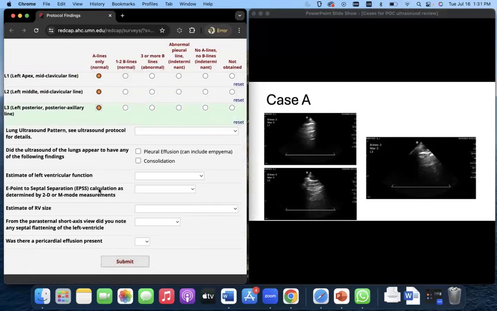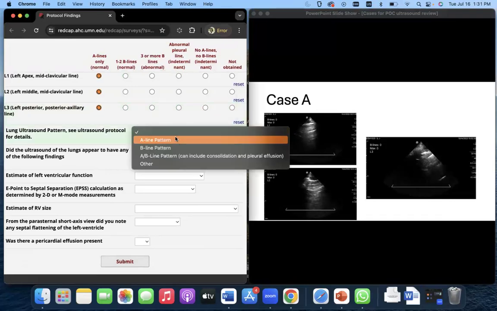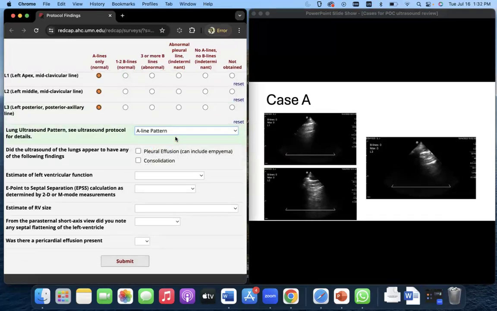Yeah, so in summary for this patient's lungs, there's bilateral findings of diffuse A lines, so argues against any type of pulmonary edema or infection as a cause for hypoxia. And we did not, at least on these images, appreciate any pleural effusion or consolidation. So you can just leave those blank.